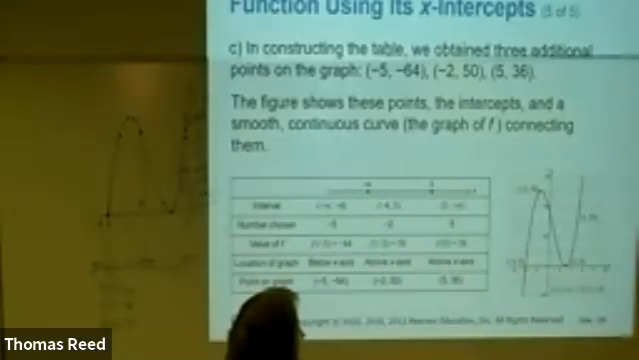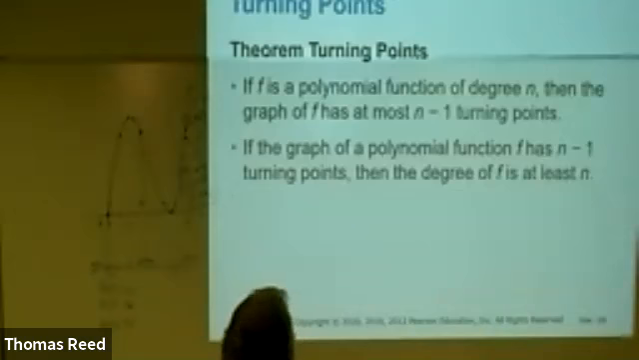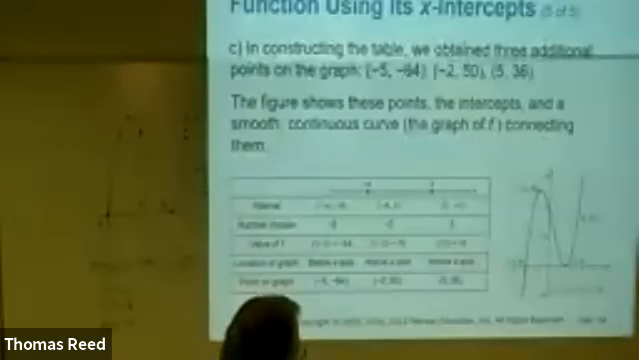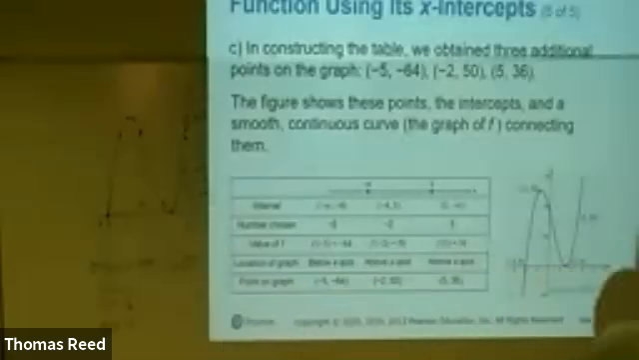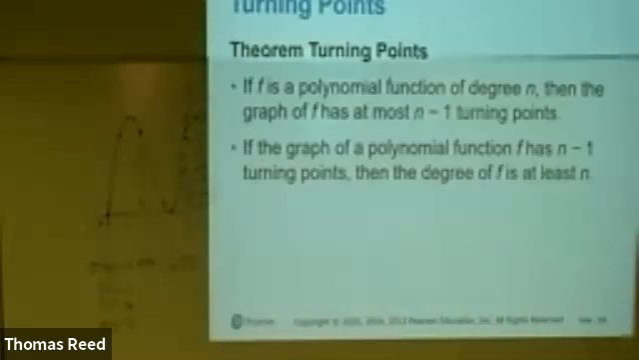Let me see. If we were to multiply that out. Anyway, I'm not going to do that right now. So if f is a polynomial function of degree n, then the graph has at most n-1 turning points.